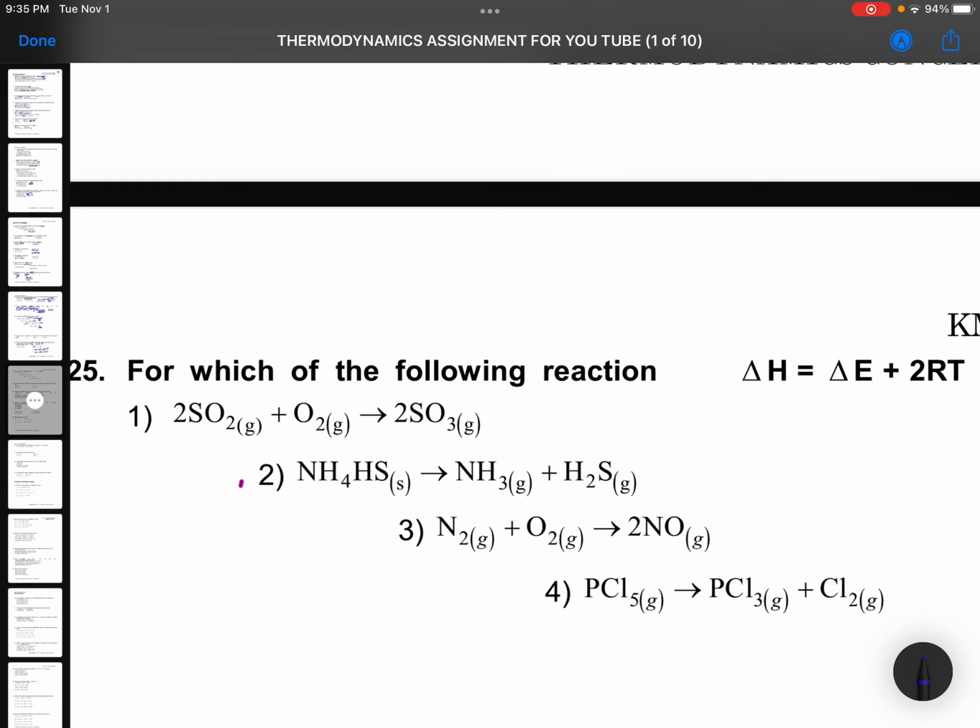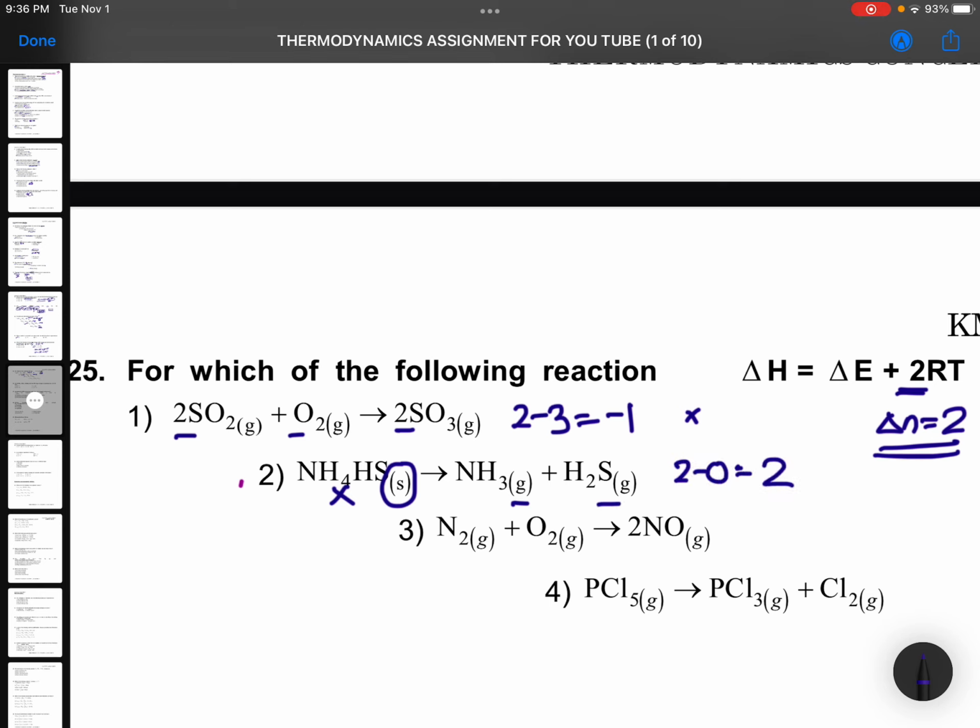For which of the following reactions is delta H equal to delta E plus 2RT? That means the delta n value should be plus 2. Here 2 and here 3 moles. 2 minus 3 is equal to minus 1, so this is not your option. It is solid, don't consider this one. 1 mole, 1 mole: 2 minus 0 is equal to 2. So this is your option. Here it is 2 moles, this is 2 moles: 2 minus 2 is equal to 0. Here it is 2 moles, it is 1 mole, so this is 1. So these are all not your options. This is your correct option.